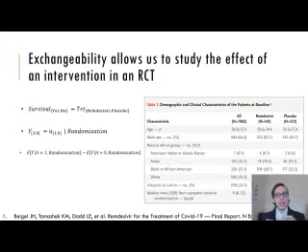So essentially, randomization ensures exchangeability. And exchangeability allows us to study the effect of an intervention in an RCT. So if we divert our attention to the left-hand side, that's what I try to demonstrate here. In a typical RCT, let's say we're studying survival. So we see that on survival, we have the person survived or didn't survive. And then we have the treatment group. The person received remdesivir or placebo.